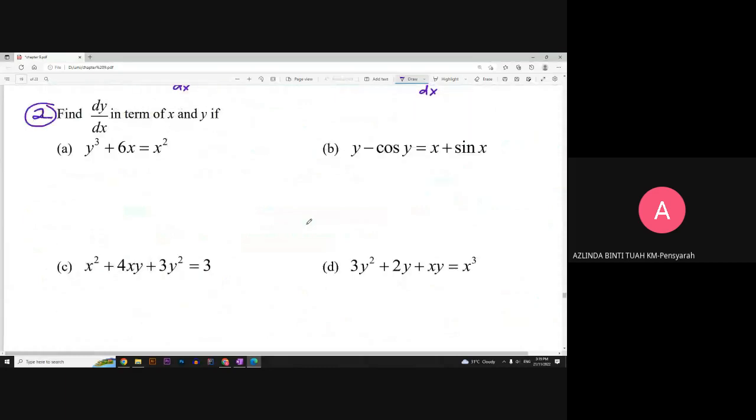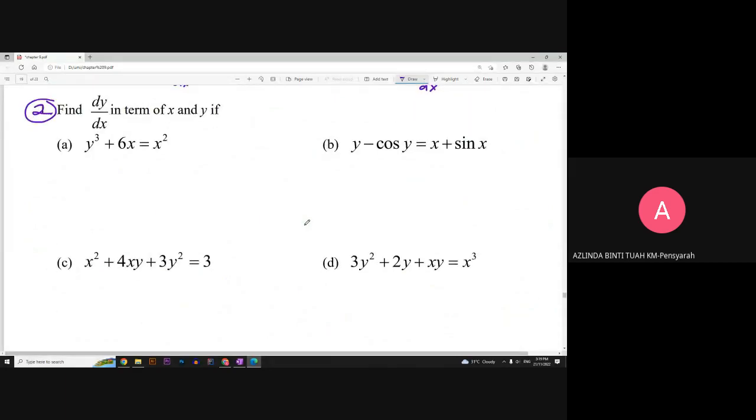So first step here, we have to identify what kind of rule that we need to apply for each one of the terms in the equation. So we focus on the first term. First term, we have y cubed. So we're going to apply the power rule here. Second term, I have 6x. So we're going to apply power rule again. And here, I'm going to apply power rule.